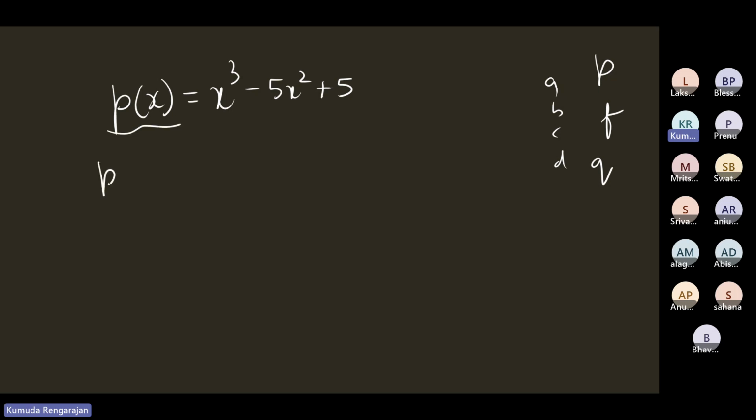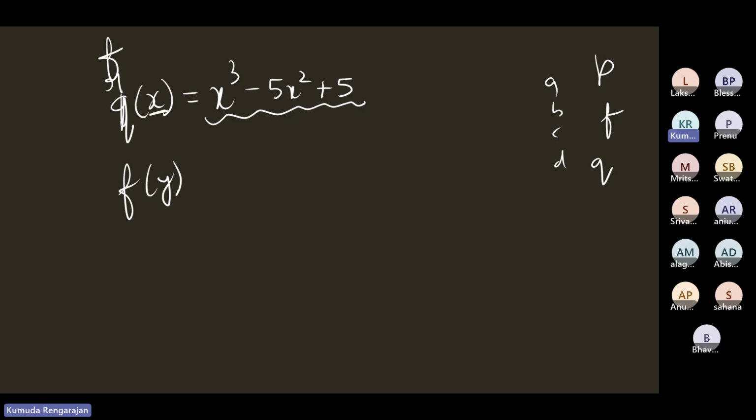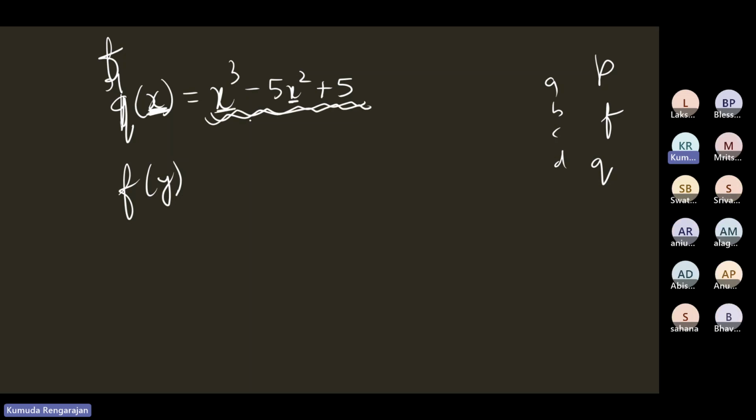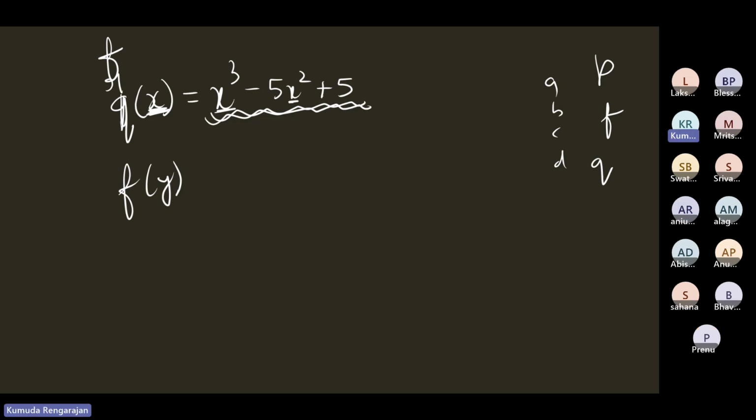How do you read this? P of X. So this polynomial is called P of X. You can also call the polynomial Q of X, or R of X, or F of X. But X is X. You cannot say F of Y, because this one represents the variable used in the polynomial. The variable is X. And I told you we will be studying polynomials only in one variable, X, Y, or Z.